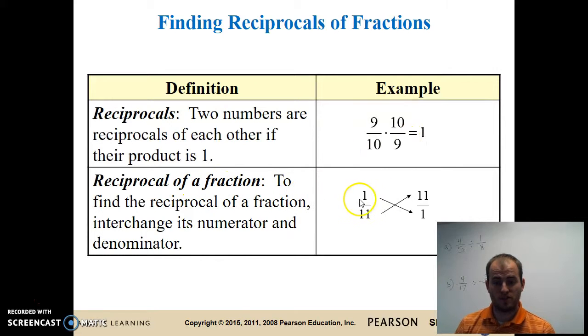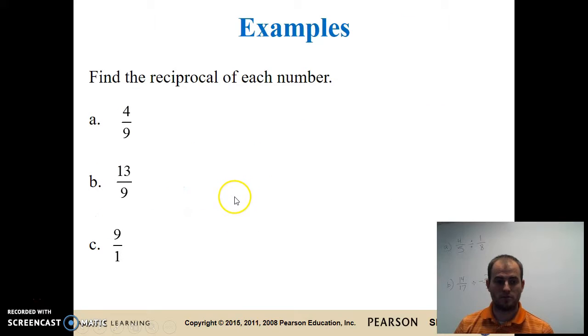Okay? So the reciprocal of 1 over 11 is 11 over 1, or just 11. So whenever you want to find a reciprocal, you just flip it around. You interchange their numerator and their denominator. So let's do some examples here. What's the reciprocal of 4/9? These are all from your paper. That would be 9/4. If you flip it around, you get 9 over 4.